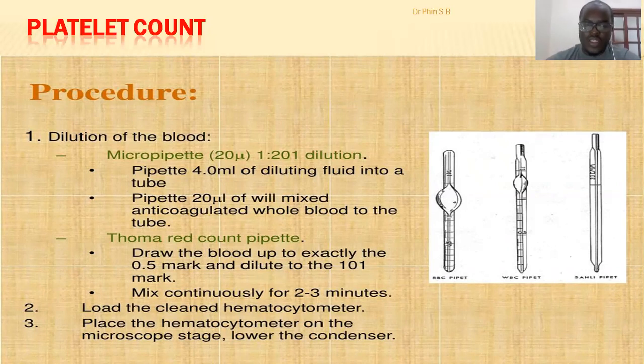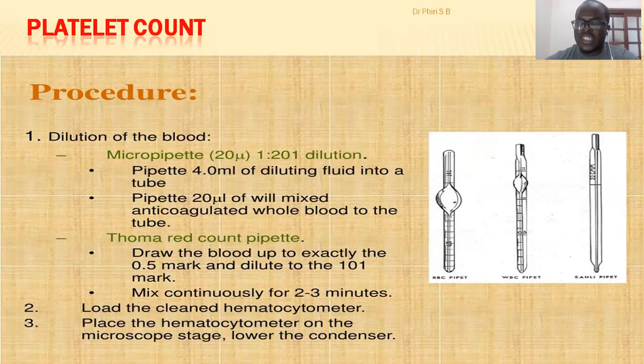Then you start loading your hemocytometer. You load your diluted blood into the hemocytometer. But remember that the dilution fluid you're using is ammonium oxalate, so it's going to destroy all the red blood cells.